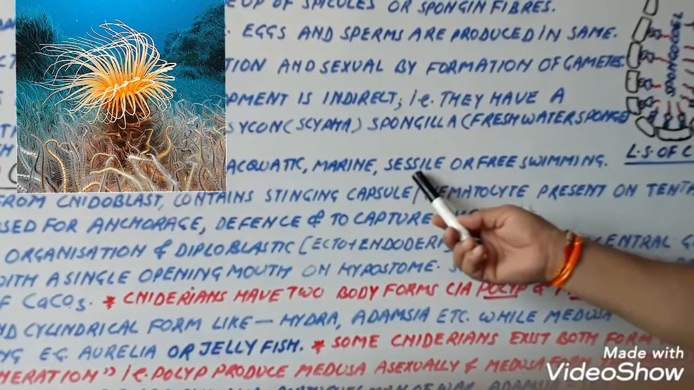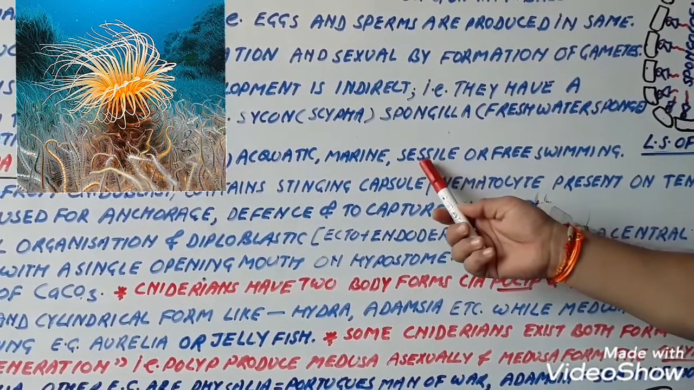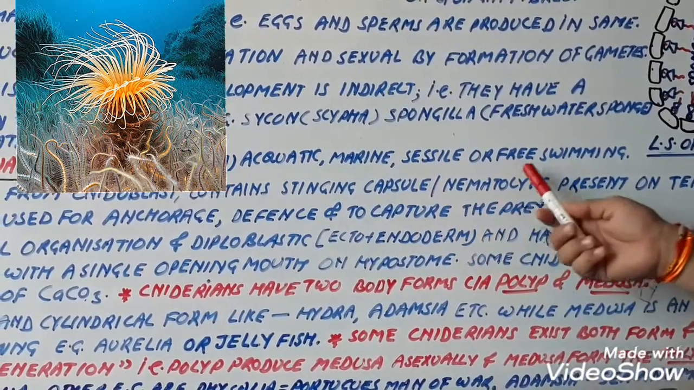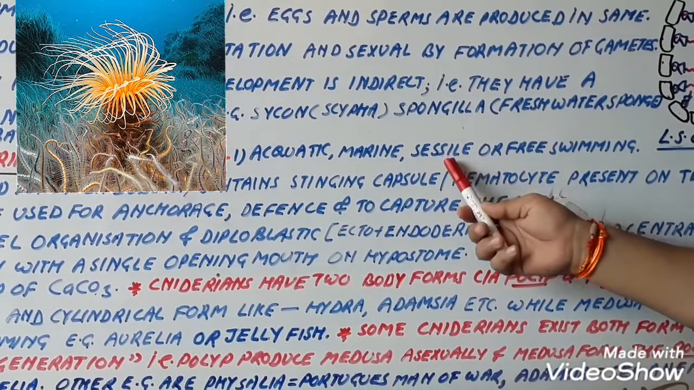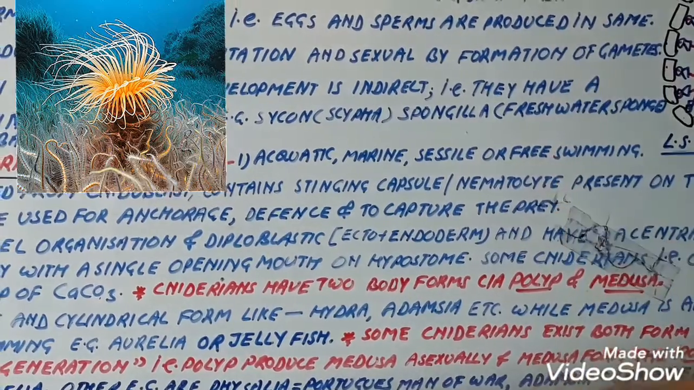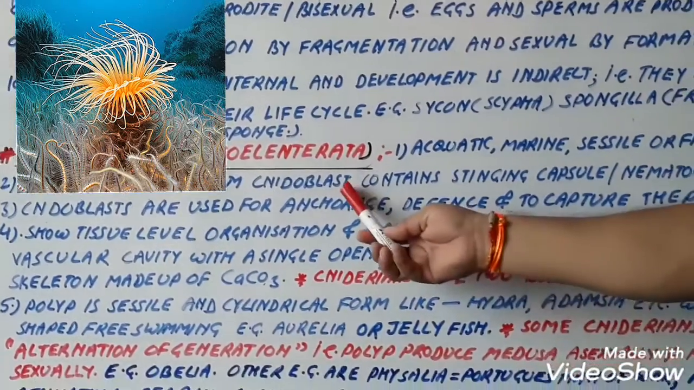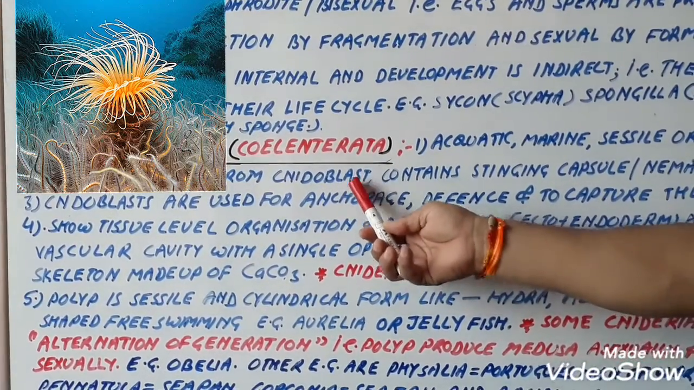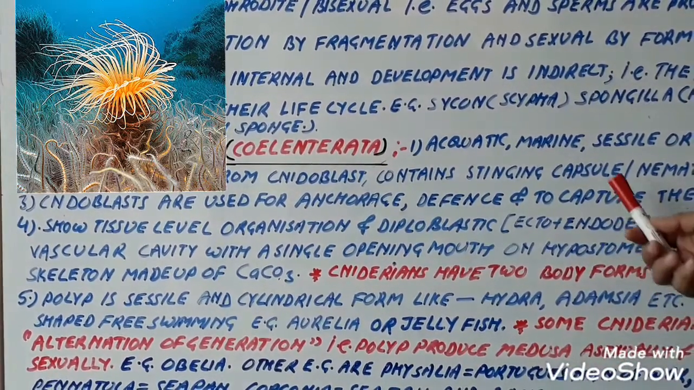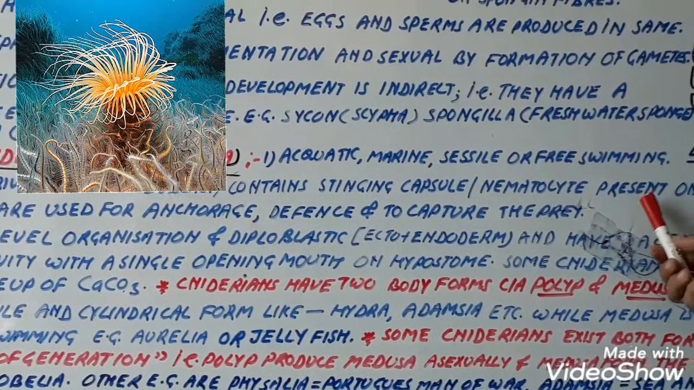Very important term, sessile. Sessile means they are attached to the substratum, and free swimming means they swim freely in the water. So they can be sessile, and they can be free swimming. Second thing, Cnidaria is derived from the nidoblast. Nidoblast contains the stinging capsule or nematocyte, which are present on the tentacles.